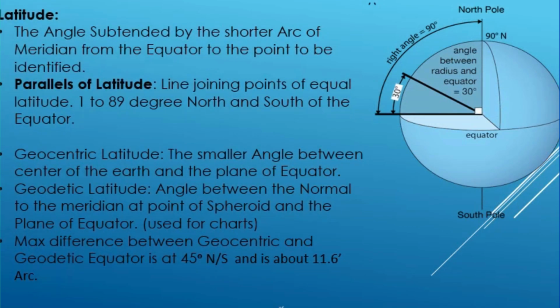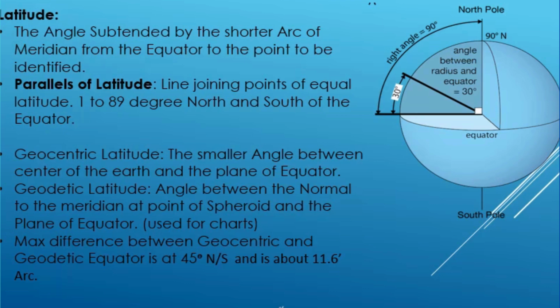The next topic is the latitude. The angle subtended by the shorter arc of the meridian from the equator to the point to be identified. So the angle that is made by the shorter arc of the meridian and the equator to the point to be identified is known as the latitude. There are parallels of latitude. The lines joining the points of equal latitudes are called parallels of latitude. And we have a total of 1 to 89 degrees north and south of the equator.